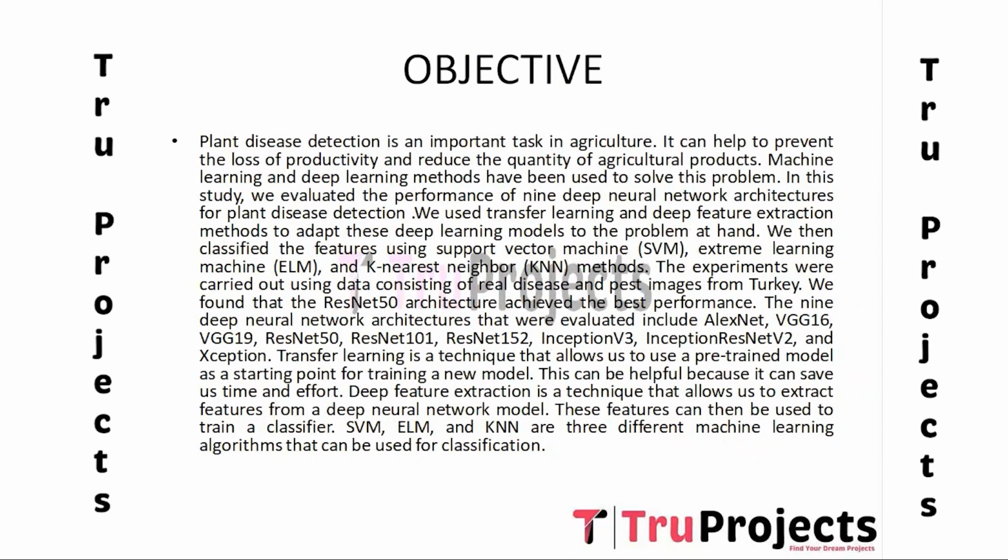The studied neural network architectures include AlexNet, VGG16, VGG19, ResNet 50, ResNet 101, Xception, ResNet 152, Inception V3, and Inception ResNet V2. Transfer learning allows leveraging pre-trained models as a starting point for training, leading to time and effort saving. Deep feature extraction involves obtaining valuable features from the deep neural network models, which are then used for training a classifier. SVM, ELM, and KNN are the distinct machine learning algorithms employed for classification.